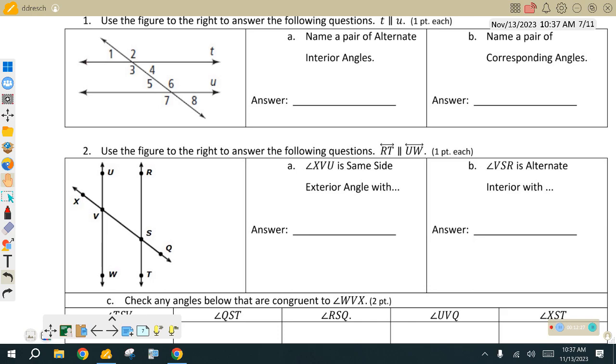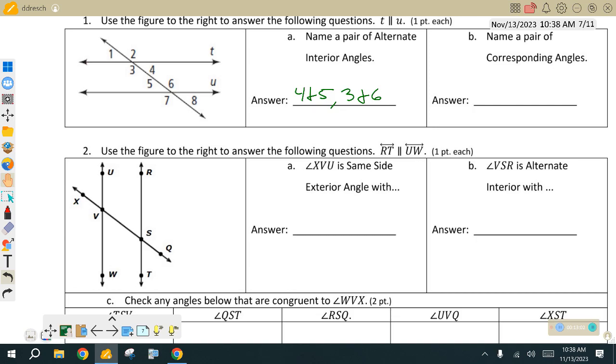All right, real quick, give me a pair of alternate interiors on that first one. What's the pair of alternate interiors? 4 and 5 would be it. Yeah, 3 and 6. If you said 3 and 4, 3 and 4 is actually adjacent, and those make a linear pair. So 3 and 4 would be a linear pair instead.